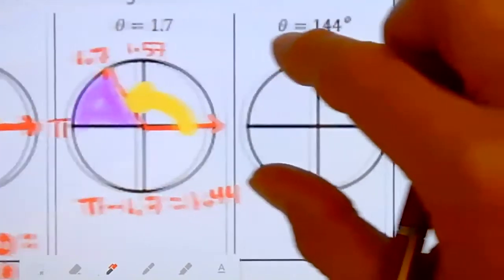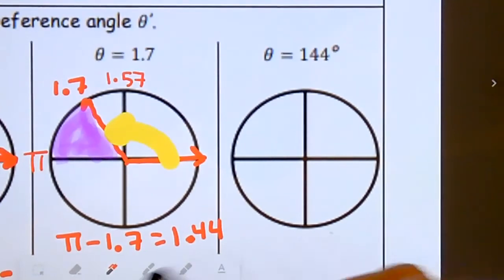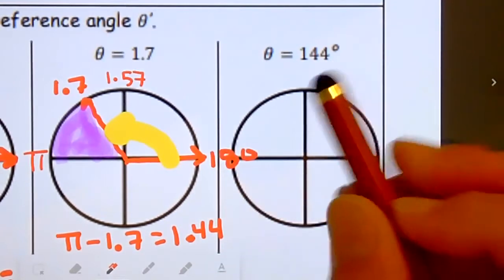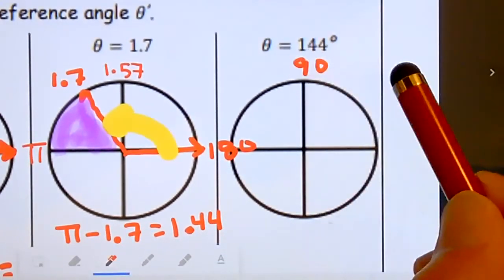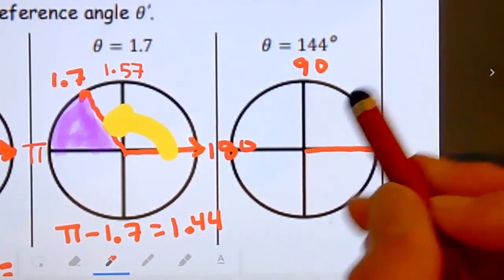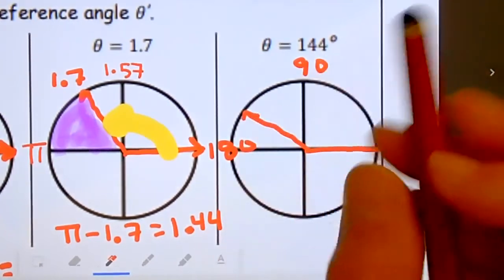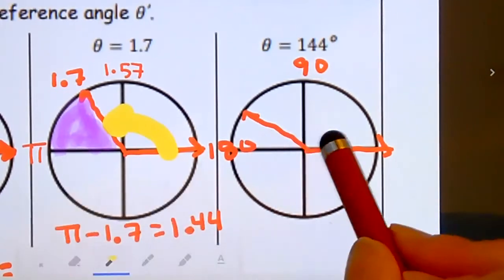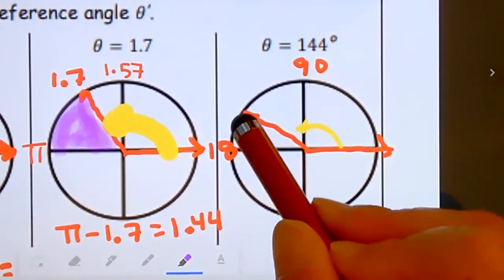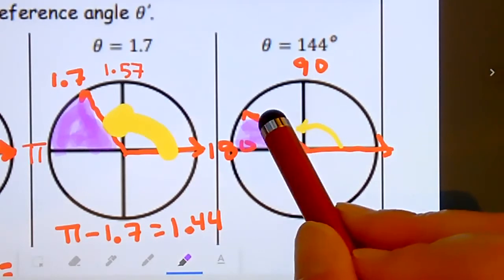Now, the next one is degrees. So again, I'm going to be thinking about 180 degrees. So this is 180 degrees. Up here is 90 degrees. So I'm going to be somewhere in between these two. Let's say I'm about here. And again, I'm going this direction. But what do I care about? I care about the distance to here. How far away am I?